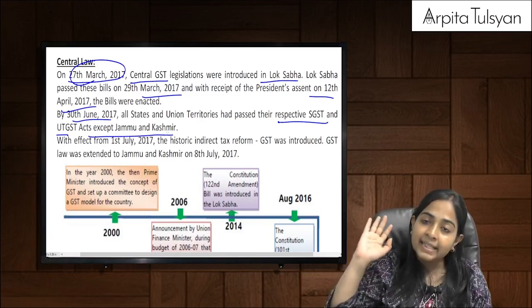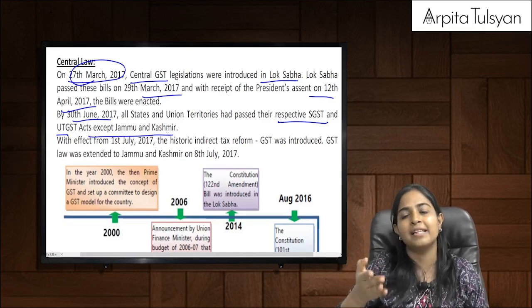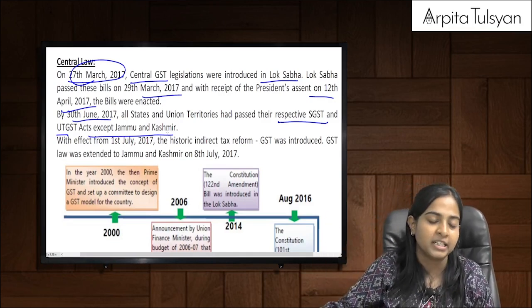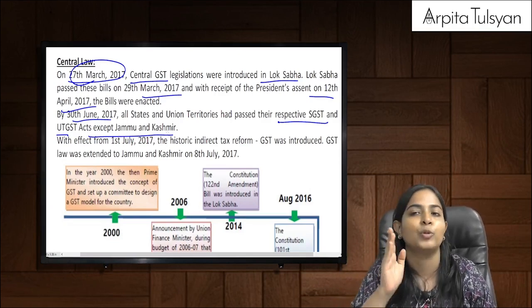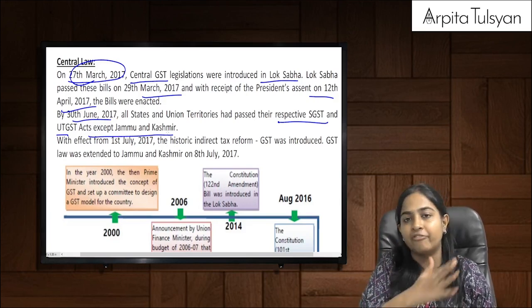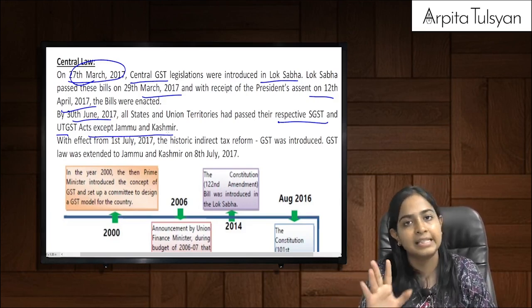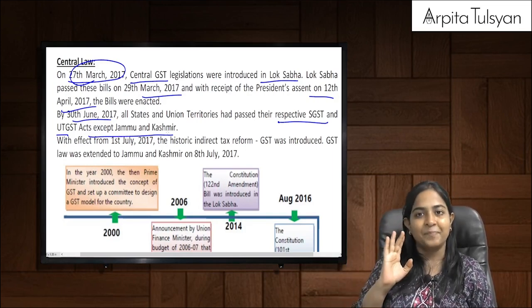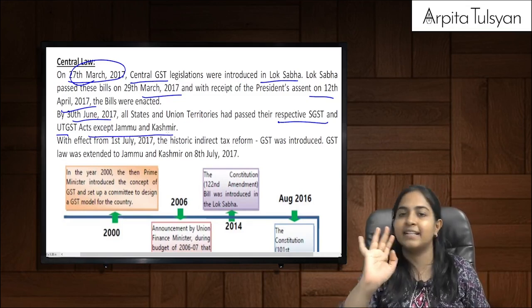Then by the time we reached June, by 30th of June, obviously there will be various dates when respective states would have adopted the GST provision, but a cutoff date by 30 June 2017, every state of India and every union territory of India had made their GST legislations and they were ready to levy the GST. Okay, except one state, that is Jammu and Kashmir. Jammu and Kashmir said that we need time.